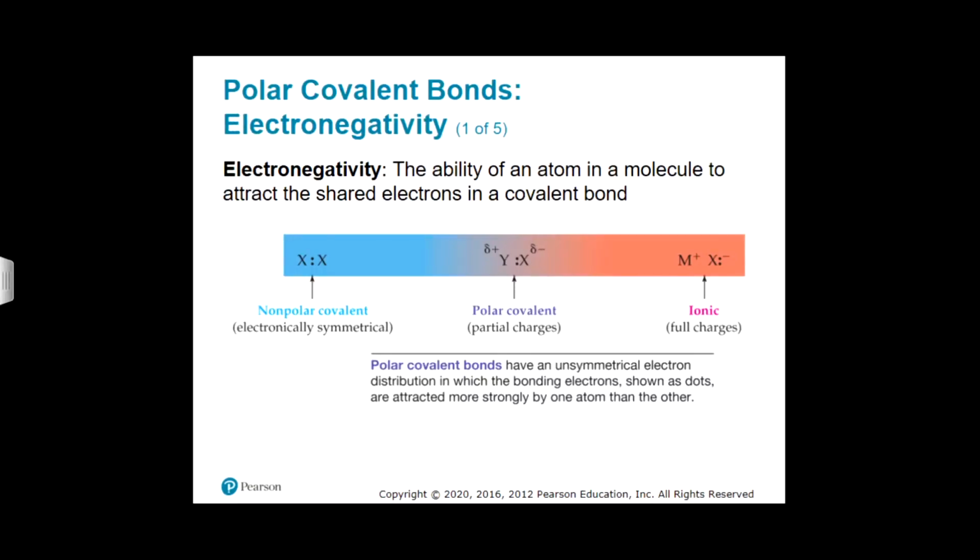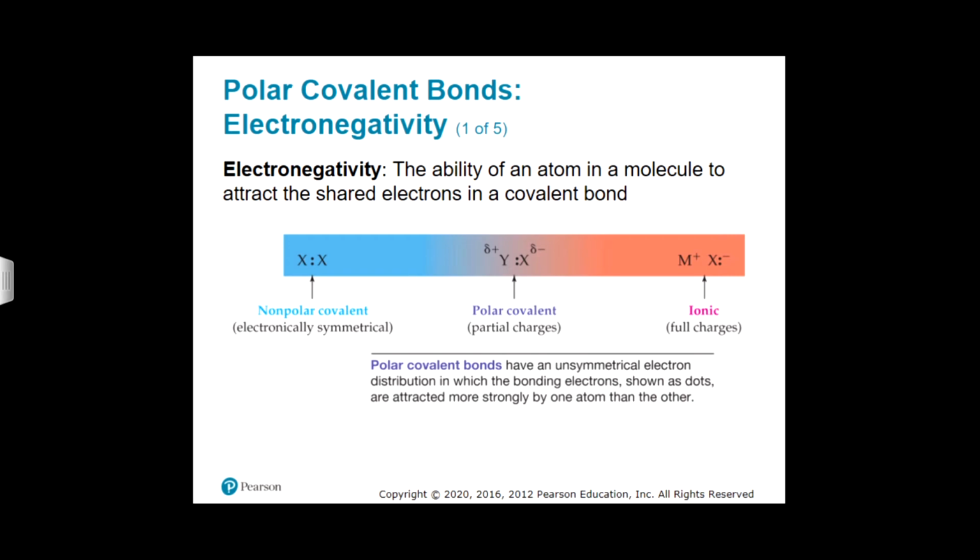Another factor that influences the character of covalent bonds is something called electronegativity. And this is the ability of atoms in a molecule to attract the shared electrons in a covalent bond to themselves. So we can think of bonding as existing on a spectrum between fully nonpolar covalent, which are just electronically symmetrical, where the electrons are shared completely equally between the two atoms, and fully ionic, where the electrons are not shared at all. We have complete electron transfer from one atom that becomes a cation to another atom that becomes an anion.